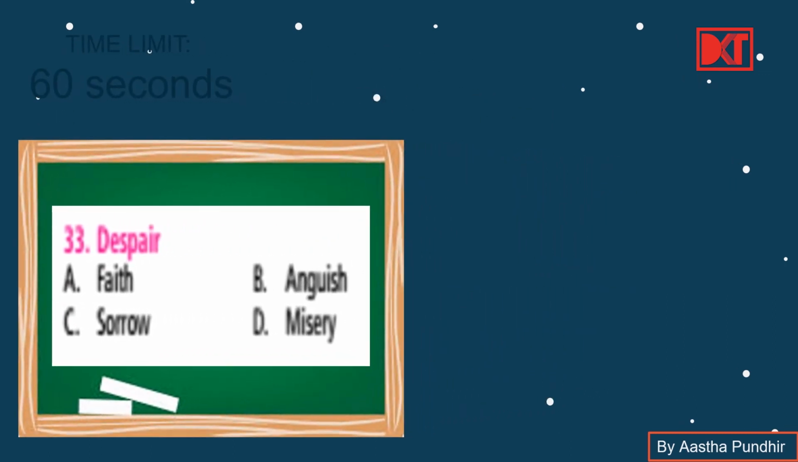Okay, so the next word we have is despair. Here the options are faith, anguish, sorrow and misery. So here, despair could be opposite to faith. Faith, having trust in something, whereas despair is actually the condition of loss of faith, the situation of hopelessness. And we can also say anguish and sorrow and misery, these are synonyms of despair.